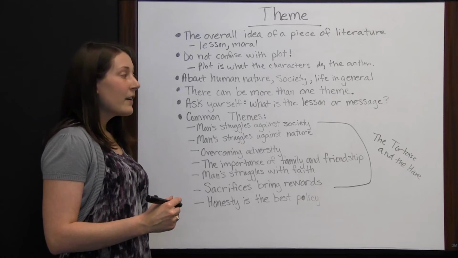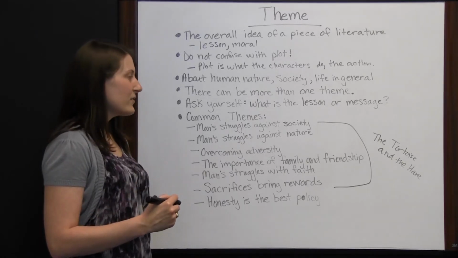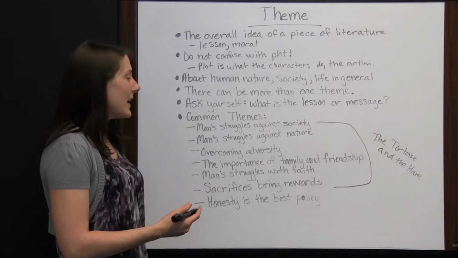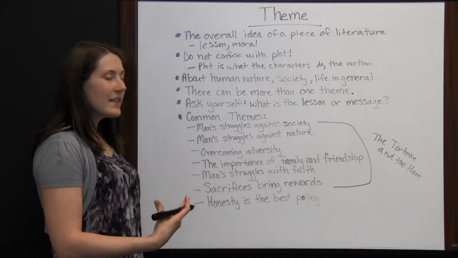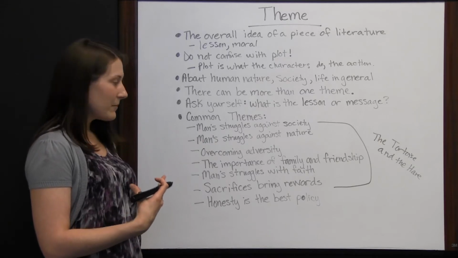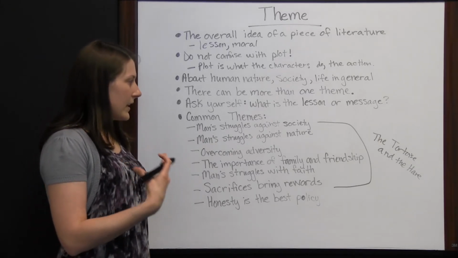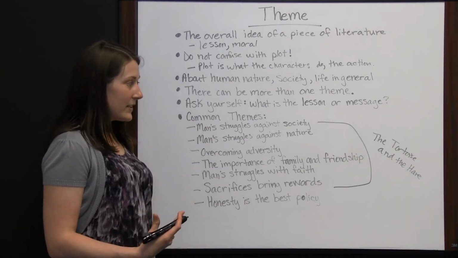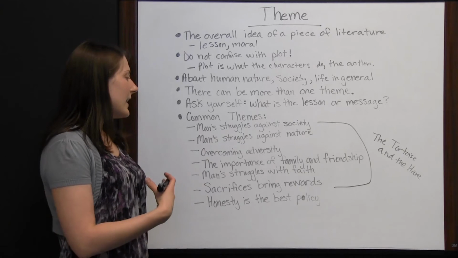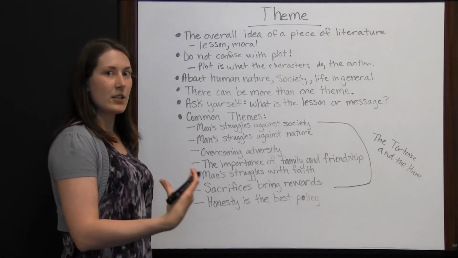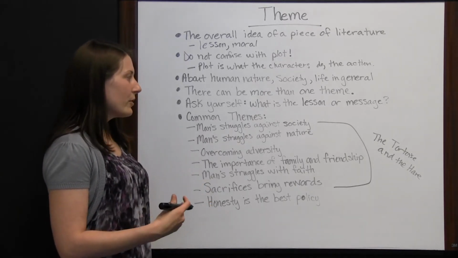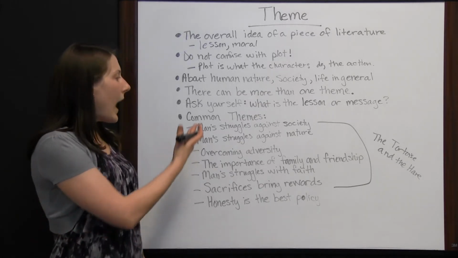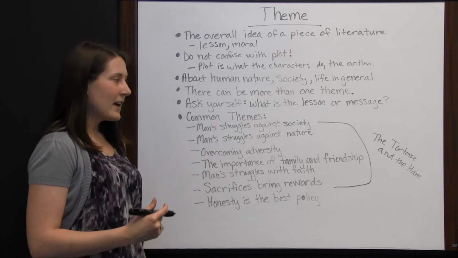The hare was very, very cocky. He felt like he had this race won, so much so that he went and took a nap, where the tortoise didn't do that. He had faith in himself and knew that he could do this if he just kept going, if he gave it his all. And then sacrifices bring rewards. The tortoise sacrificed that nap that the hare took, and in the end he won the race because he just kept going. Now, the moral of the story they give you is slow and steady wins the race, but I can see all of these themes in that story.